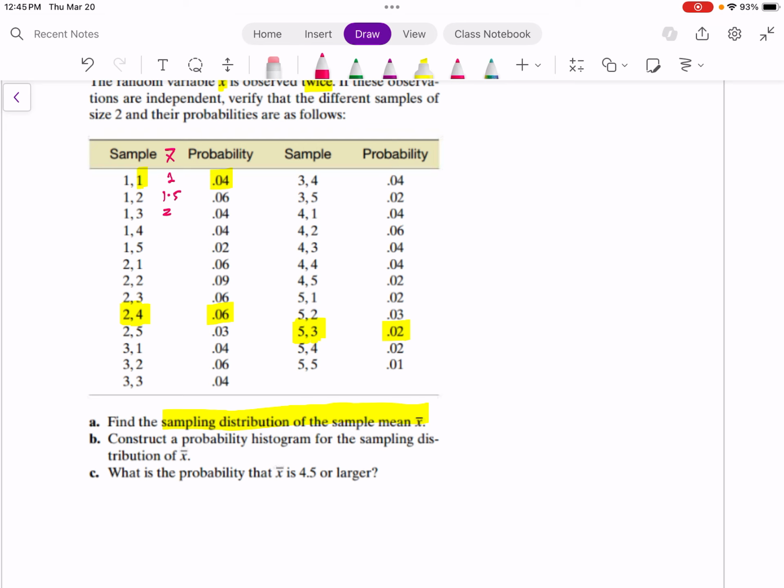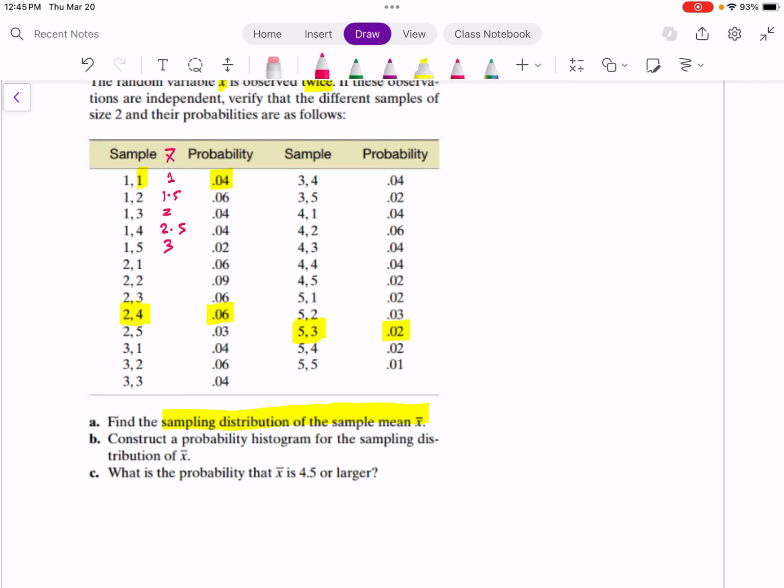Is it always dividing by 2 or only in this example? It's only in this example, right? So we all know how to find the mean, right? Okay, so 1 plus 4, 5. 5 divided by 2 is 2.5. 1 plus 5, 6 divided by 2, 3.